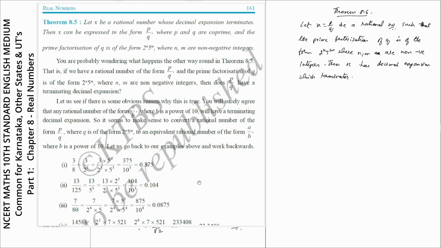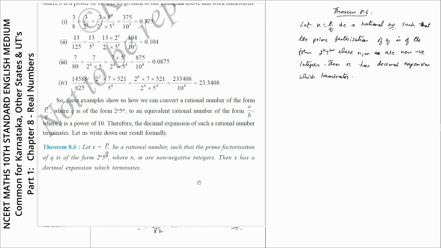The next topic is theorem 8.6. So theorem 8.6 says, let x equal to p by q be a rational number such that the prime factorization of q is of the form 2 to the power of n, 5 to the power of m, where m and n are non-negative integers. Then x has a decimal expansion which terminates. I'll explain this by giving you one example. Now consider 7 by 80. So this is a rational number. This is in the form of p by q.